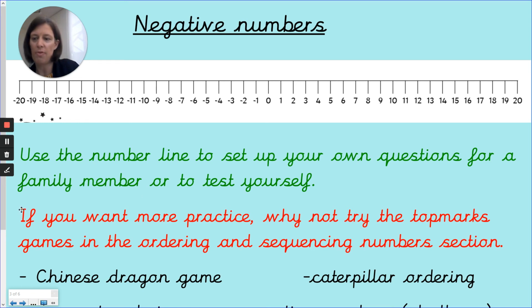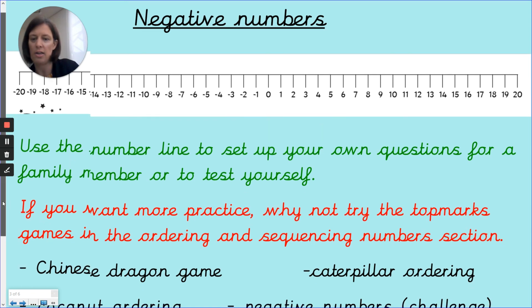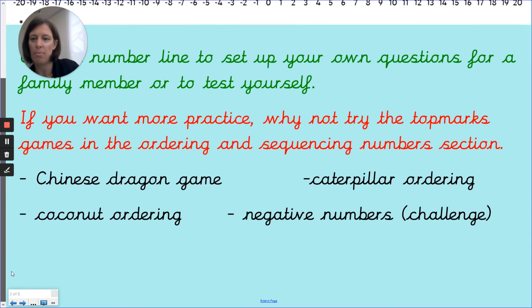Now we've been on top marks before, but I'll show you again how to find it in case you've forgotten or you didn't have a try last time. These are the ones in the ordering and sequencing numbers section that are really good to have a go at. So the Chinese dragon game, coconut ordering, caterpillar ordering, and there's a game called negative numbers, but that one is a little bit of a challenge if you want to challenge yourself. Some of the numbers are quite big in that one. Okay, so if you pause the video here and have a little go at some of these, then you'll know which ones to do. If you want to remind yourself how to find top marks, keep on watching and I'll show you how to find top marks now.